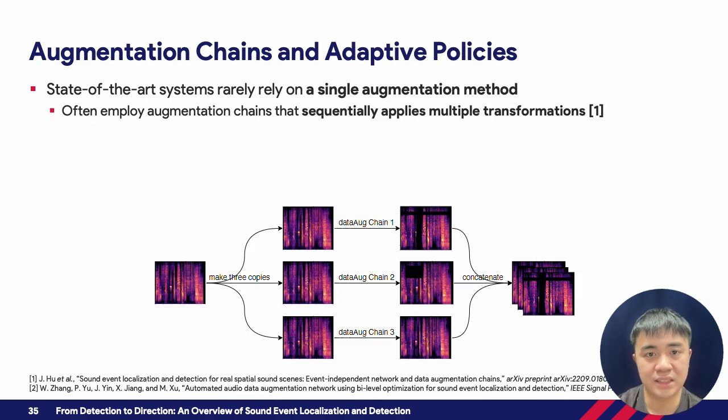Now, finally, in practice, state-of-the-art systems don't just pick one augmentation, they use augmentation chains, where different augmentation methods are applied sequentially to the input features. Alternatively, as you can see here, different augmentations may be applied to different samples within a single training batch. Of course, designing these complex chains requires significant manual effort and parameter tuning. So because of this, recent research has started exploring automated or adaptive strategies that can automatically find the best augmentation policy for the task.